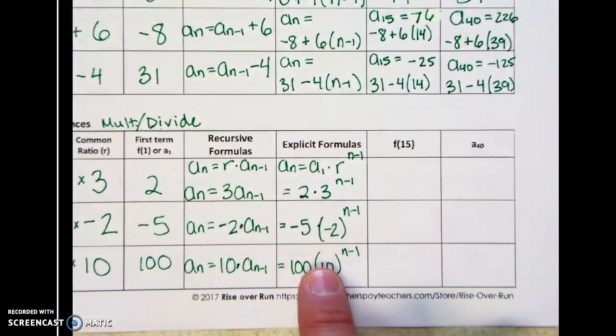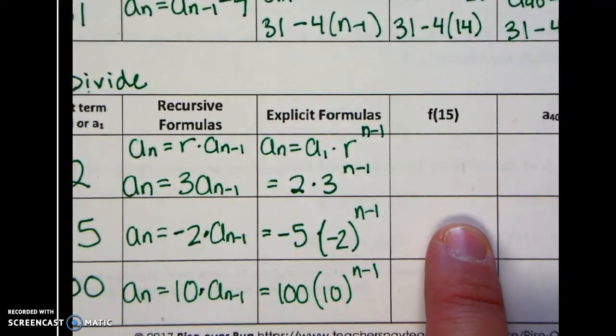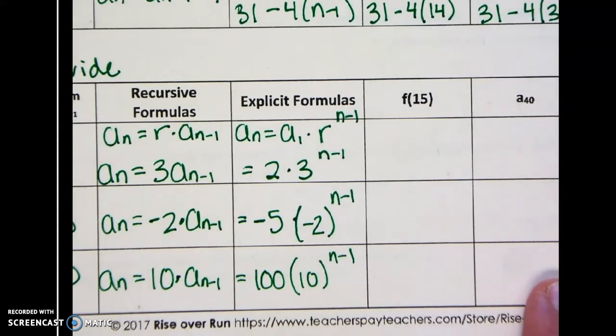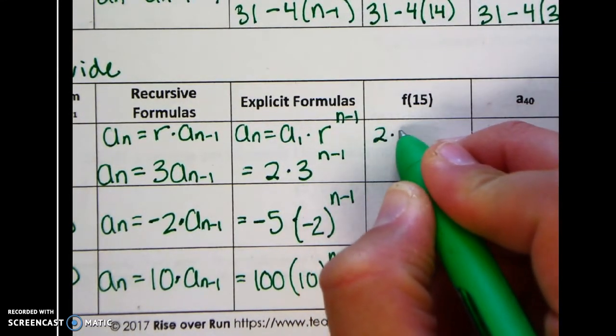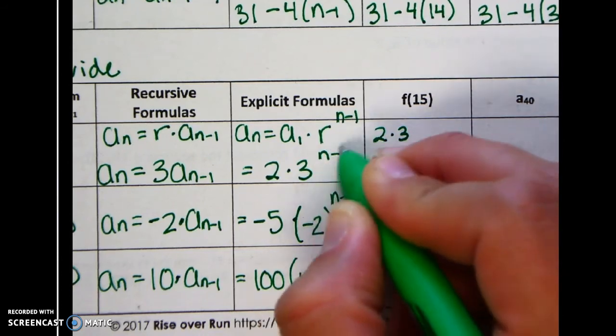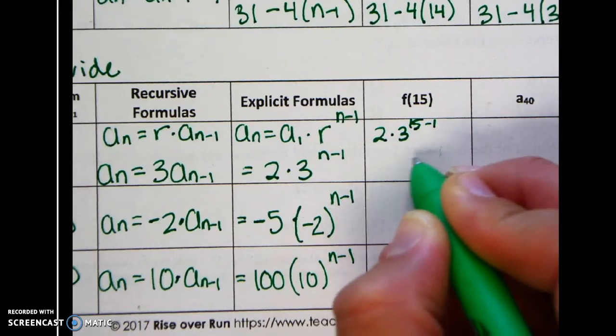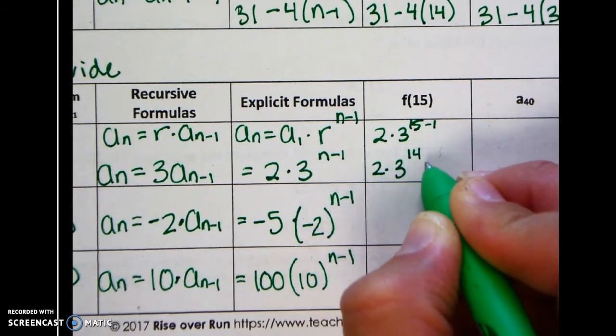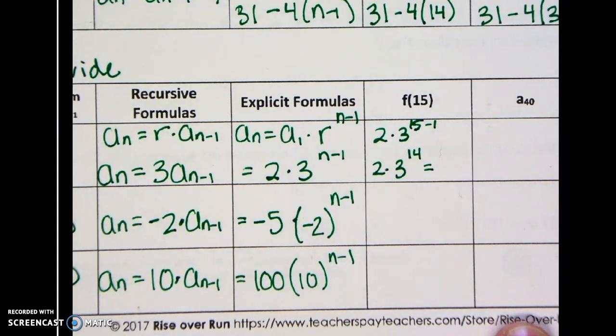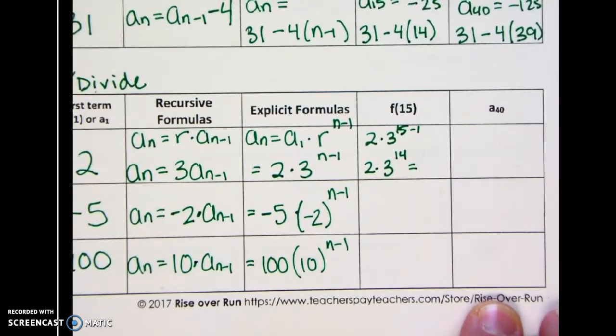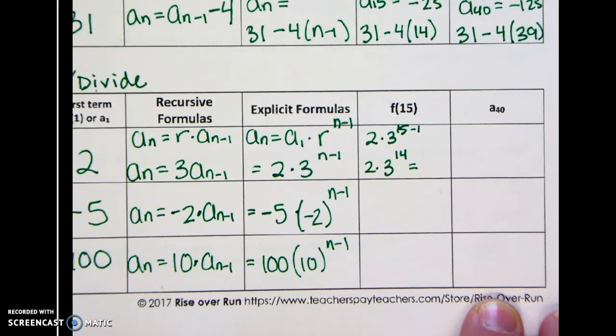Okay, now we're going to use the explicit formulas to find f of 15 and f of 40. Are you ready? Are you here? Are you with me? So what's 15 minus 1? 14. So we're going to have 2 times 3 to the power of 14. These are going to be really big numbers because remember you're multiplying, and if you're ever dividing, then they'll be really small numbers. Okay, so 2 times 3, oh my gosh, this is really big, to the power of 14. Okay, what do we have here? 9,565,938. I can't fit it here.